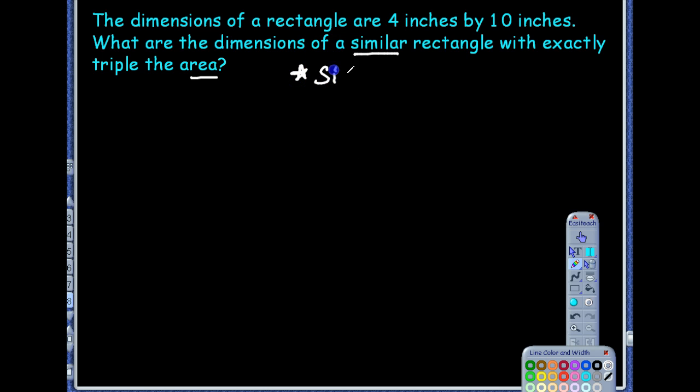That the side ratio squared is equal to the area ratio. Hopefully that is ingrained in your brain. Okay. If not, it's not our fault. I know. We're trying.